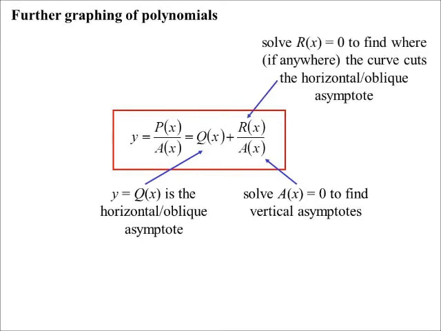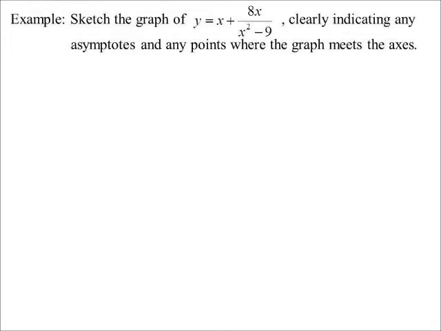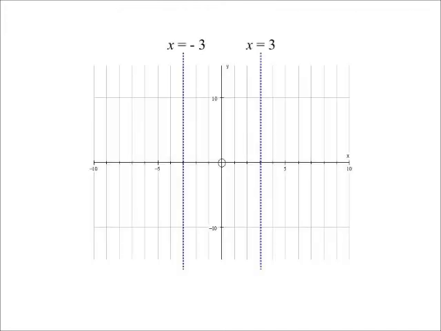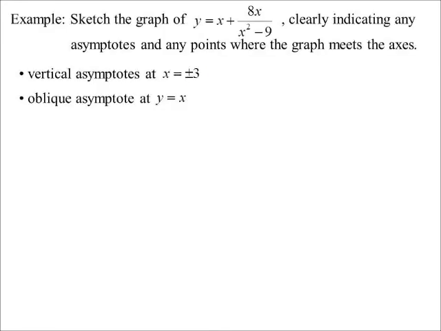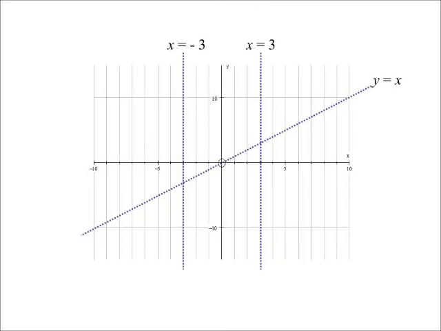Now, the top is useful because sometimes you cross the asymptote. You can't cross a vertical one. You never cross a vertical one. But you can cross a horizontal or an oblique one. So you solve the top of the fraction to find out if it's going to happen. So let's draw this one. We'll do y equals x plus 8x on x squared minus 9. I've already broken it up. Vertical asymptotes would be at plus or minus 3 for this one. So let's draw those in. There. Vertical asymptotes. The oblique asymptote then would simply be the line y equals x. So let's draw that in. There it is.